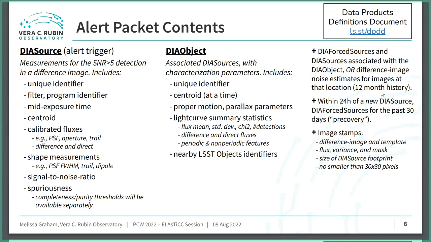And then, of course, in the alerts, the last thing on the list there is the image stamps. So it's the difference image and the template that you get, because you can reconstruct the direct image from those two things. And for each of the images, it's flux, variance, and a mask plane. The stamps are never smaller than 30 by 30 pixels, which I think is about 6 by 6 arcseconds. But if the footprint happens to be longer, for example with trailed sources, then I think the stamp is going to be larger as well. You want the stamp to be at least the size of the footprint. So that's what's in the alert packet contents.